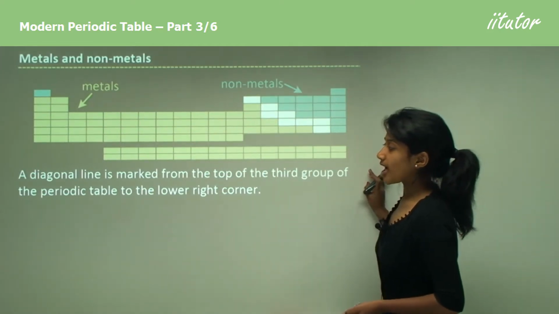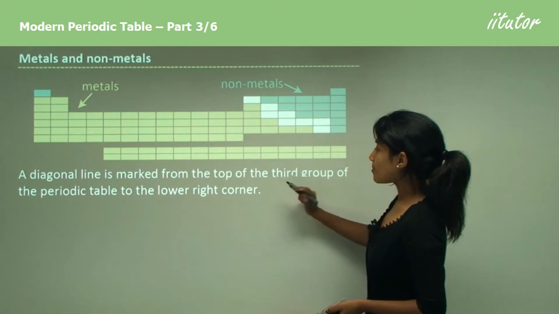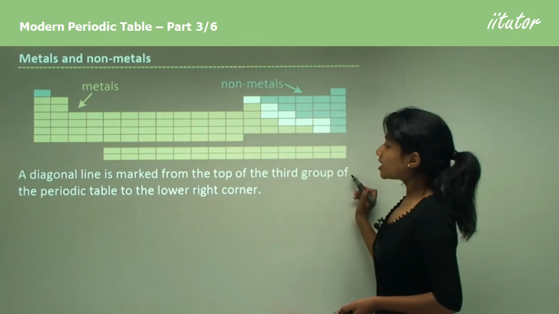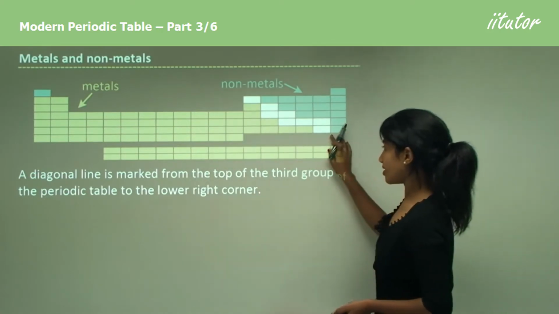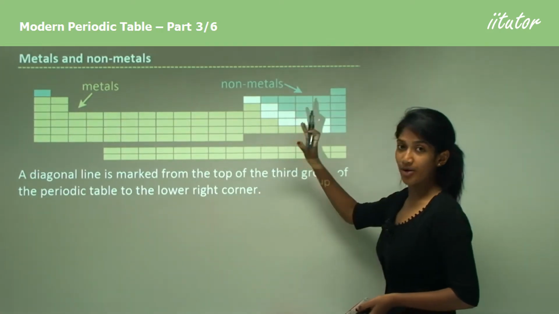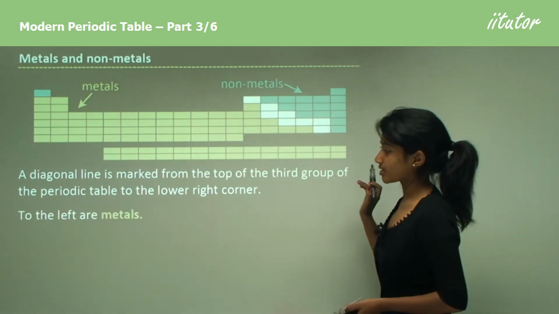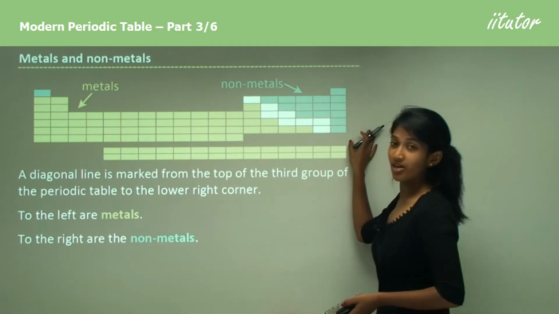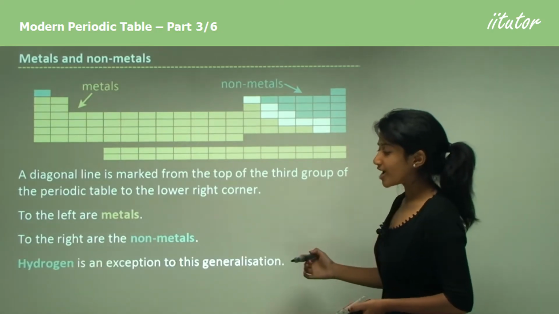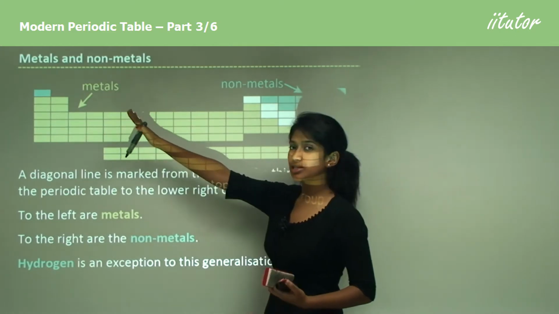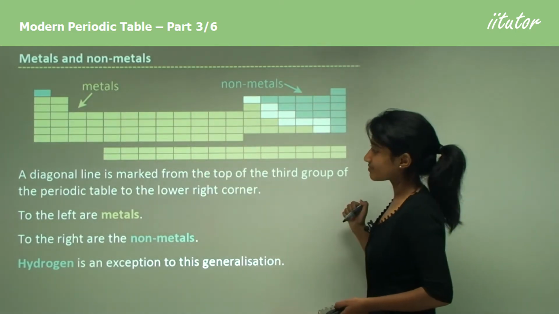A diagonal line is marked from the top of the third group, so up there, of the periodic table to the lower corner, so until here. And this line would separate the metals and the non-metals. So to the left are the metals and to the right are the non-metals. Now hydrogen is an exception to this generalization, and it's usually somewhere in between.